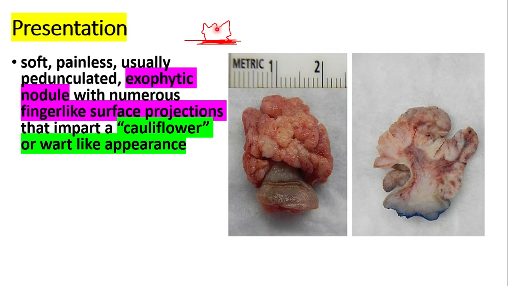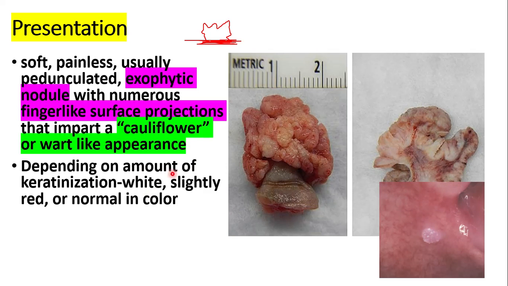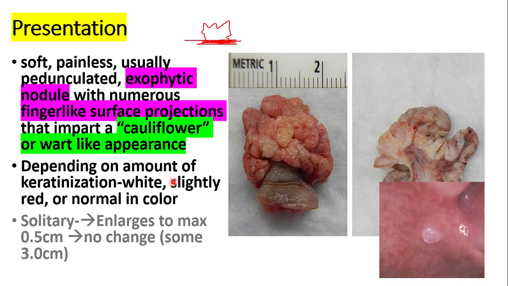Now it has numerous finger-like projections on its surface that impart a cauliflower or wart-like appearance, as you can see here. Depending on the amount of keratinization, it may appear white, slightly red, or even normal in color. And it usually appears as a single or solitary lesion. It enlarges up to a maximum size of 0.5 cm with no change thereafter. Some lesions might be an exception and grow up to 3 cm, but usually this is how it presents in the oral cavity.